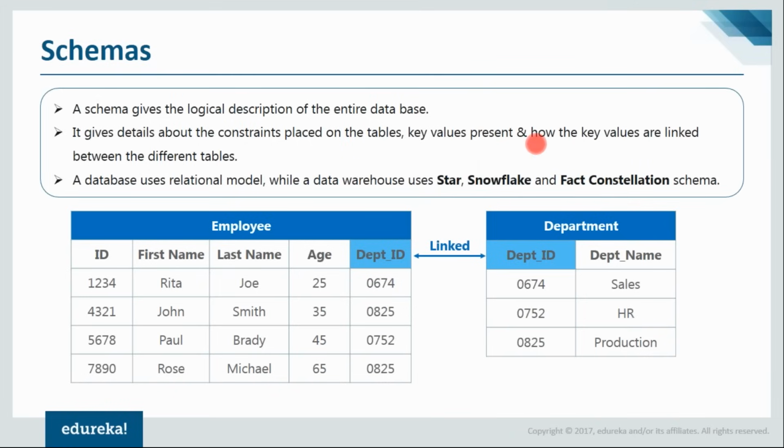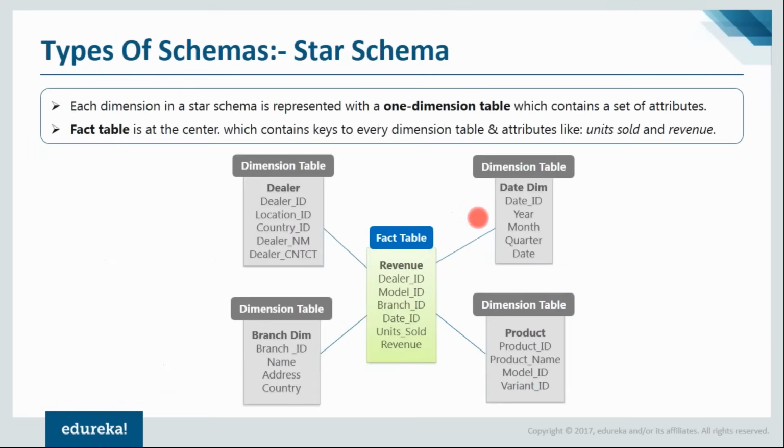So let's just talk about these schemas and how the primary key foreign key relationship works in these three different schemas. So the first one is the star schema, and in our star schema, each dimension is represented with a one-dimensional table which contains a set of attributes. Okay, so when we say a one-dimension table, it basically means that there will be a primary key foreign key relationship between the fact and the dimension table only.